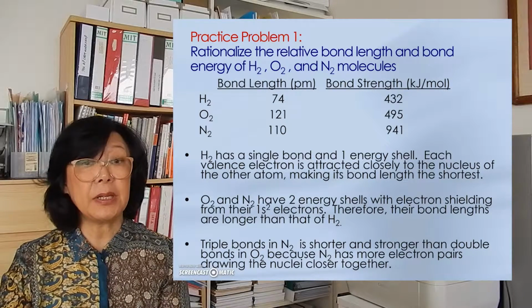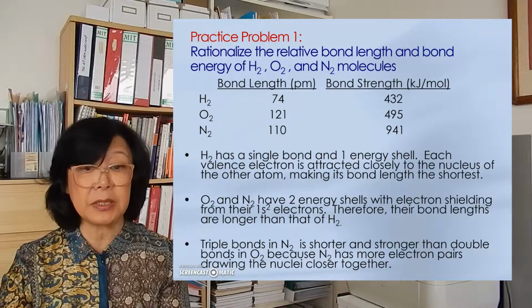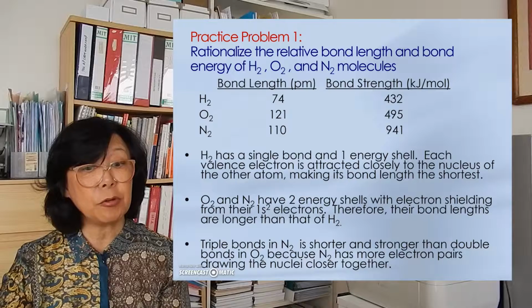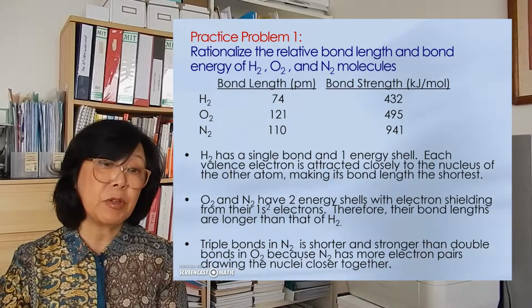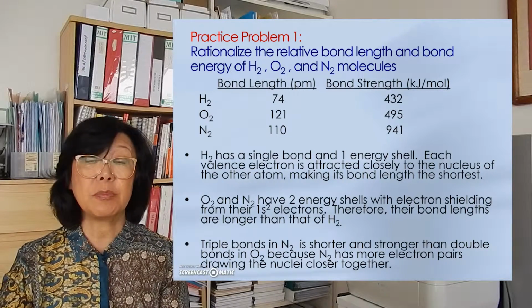Now, the triple bond in nitrogen is shorter and stronger than the double bond in oxygen because nitrogen has more electron pairs drawing the nuclei closer together. And that's why when you compare the bond length between oxygen and nitrogen, nitrogen is a little bit shorter, but the bond energy is much greater.